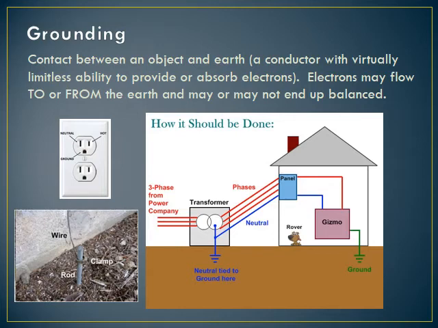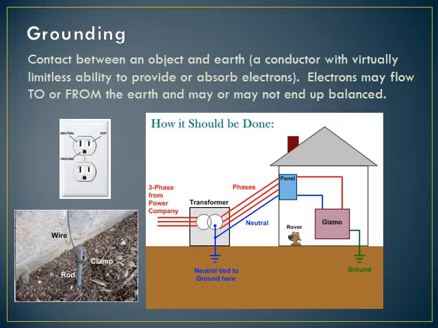You may have heard the term grounding or electrical grounding before. Electrical grounding is kind of like contact charging, but it's a contact between an object and the Earth. So the Earth is also a conductor, so it can do contact charging also. But what's kind of special about the Earth is it's so enormous. It has virtually limitless ability to either provide or absorb electrons.